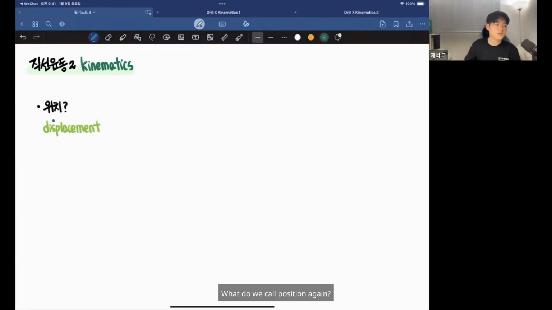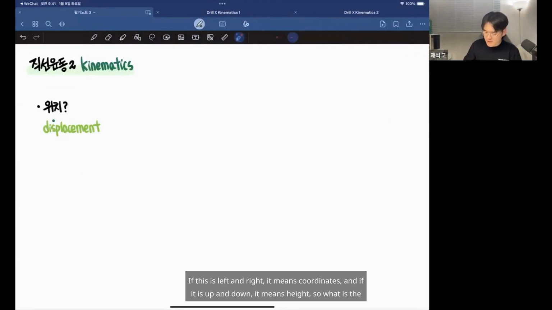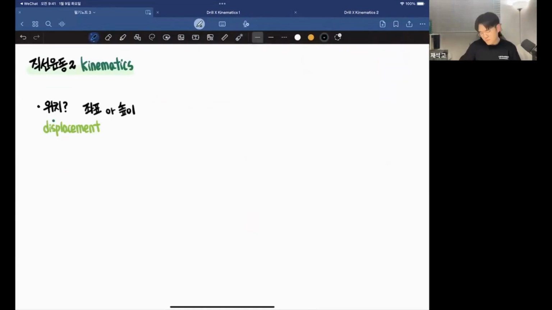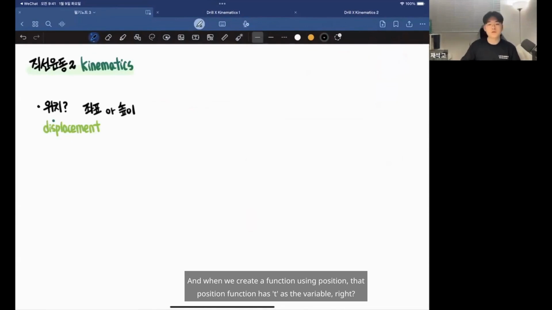What do we call position again? If this is left and right, it means coordinates. And if it is up and down, it means height. So what is the location? It's coordinates or height. And when we create a function using position, that position function has t as the variable, right? That function is a function of t. t stands for time.